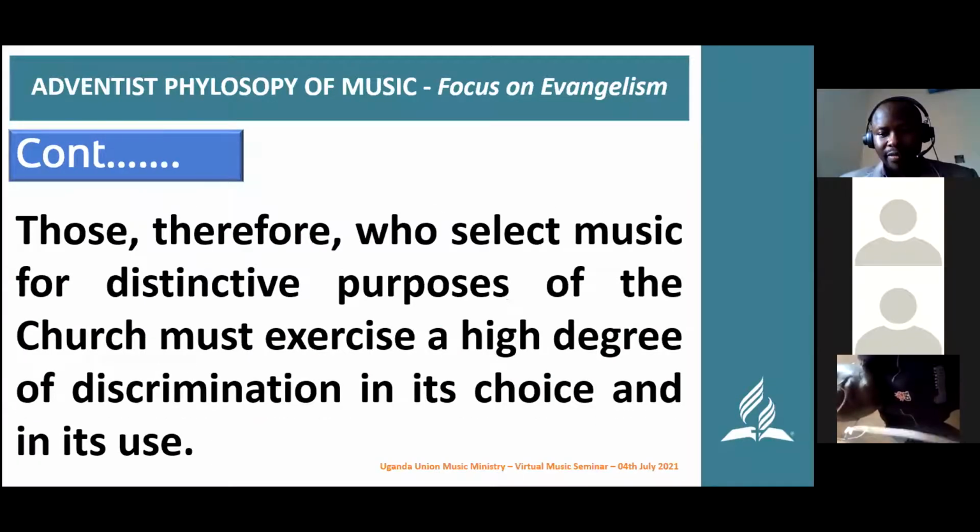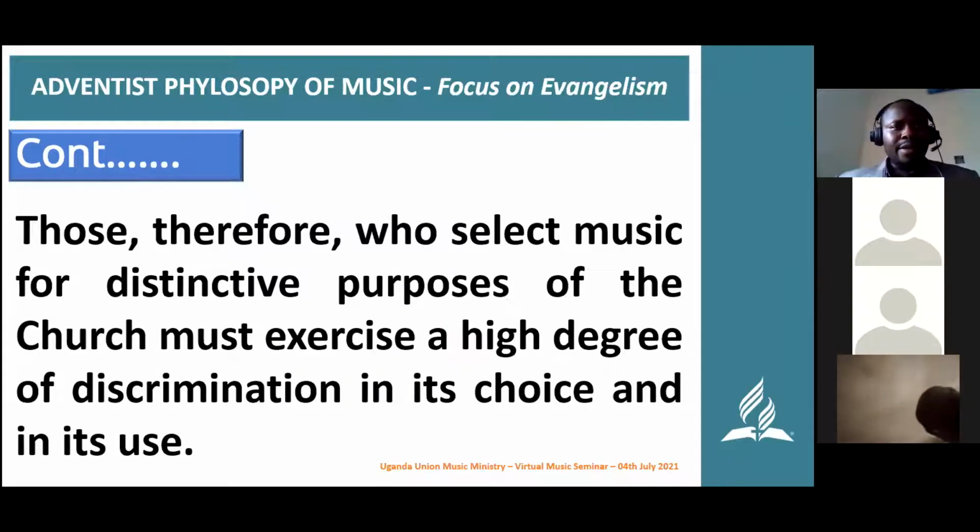The other point is those therefore who select music for this church must exercise care in its use. That's why you realize different songs are applied to different settings and functions, where you have, for example, weddings, where you have efforts and plays and all.